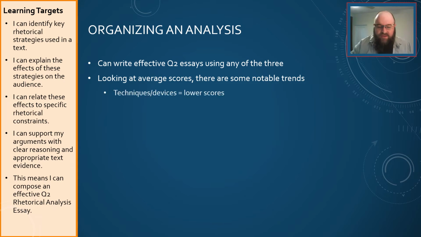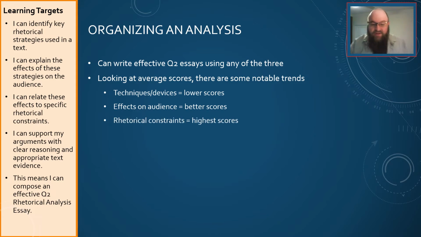Those students who tend to organize Q2 essays purely around devices and techniques, their scores tend to be lower. Whereas students who organize essays around effects on the audience, those scores are markedly better. And those essays that are organized around rhetorical constraints have the highest scores by far.